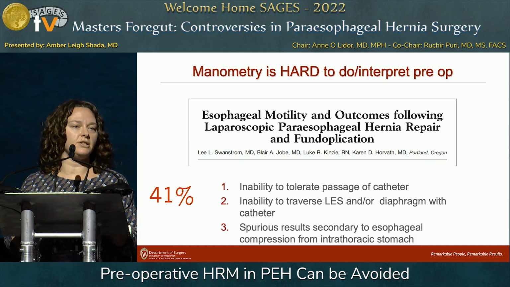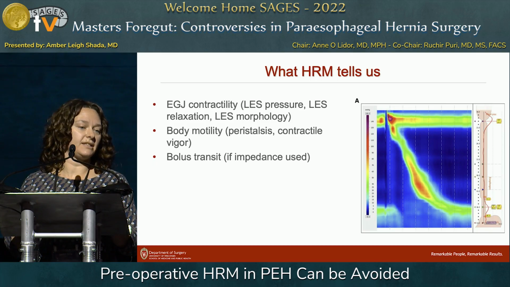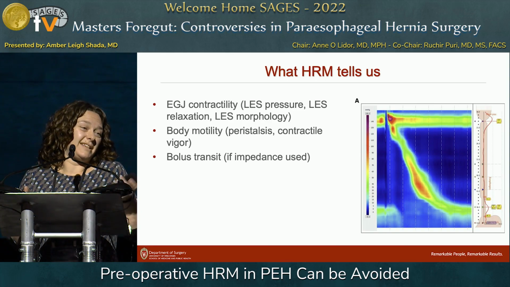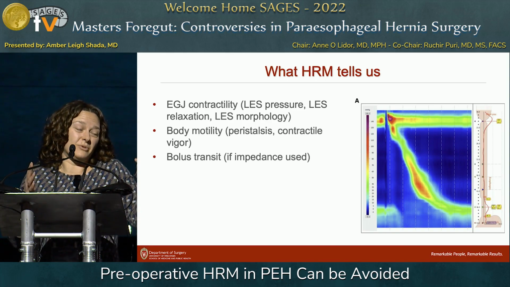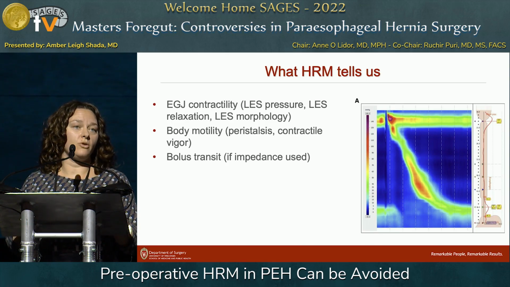So that's a huge percentage of time that manometry might not even be reliable. But it does tell us some things. These are the main three things to look at, right? EGJ contractility, that's your LES pressure and relaxation, the bottom line along that high-resolution manometry graph. The motility of the body, right? Sometimes even if I can't get the catheter past the LES or past the diaphragm, at least I know there's peristaltic activity in the esophagus, which can be helpful. And then bolus transit.